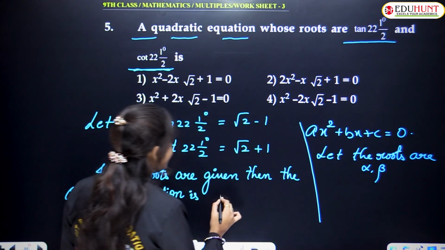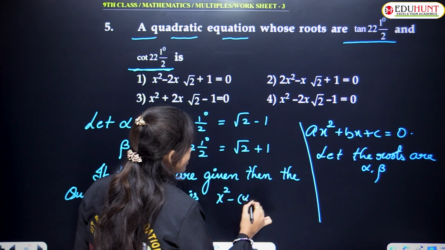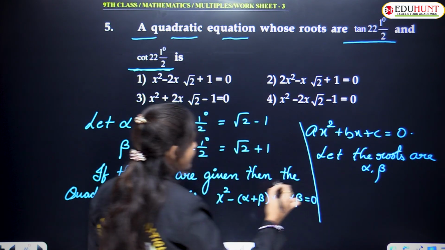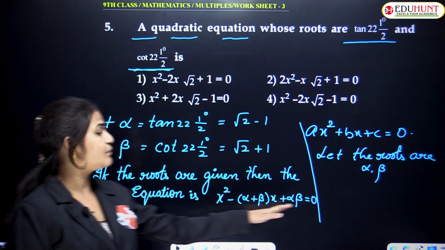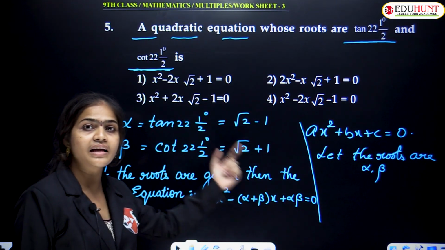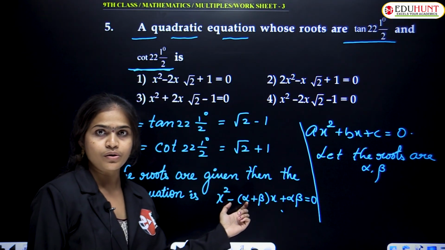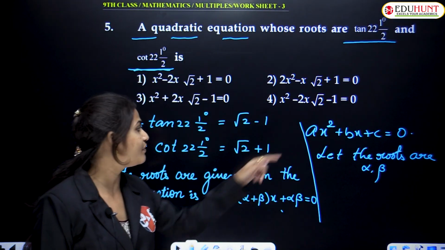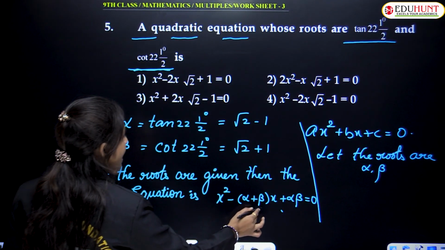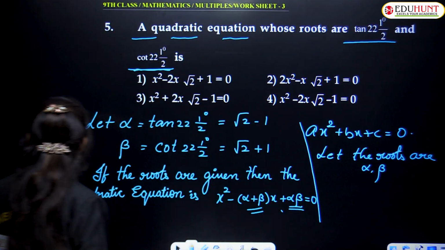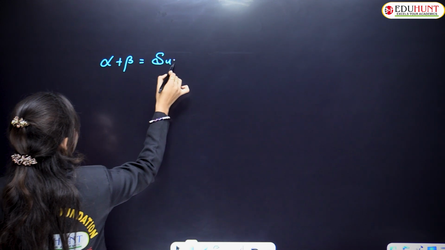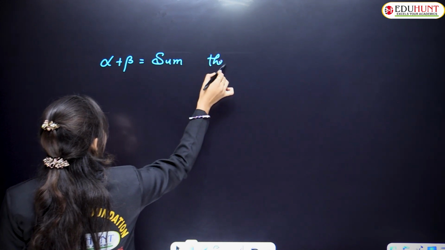Here we have that form: x square minus (alpha plus beta) x plus alpha beta is equal to 0. This is the equation form. When can we use this one? If the roots are given, then we have to use this equation. We just have to substitute those values here, then we will get the equation. So here alpha plus beta means the sum of the roots.